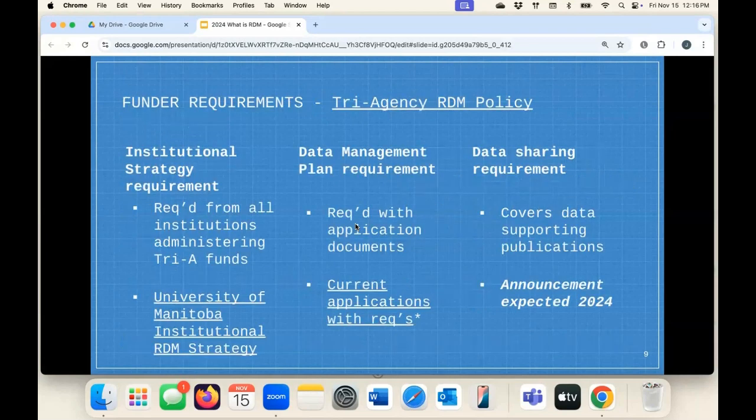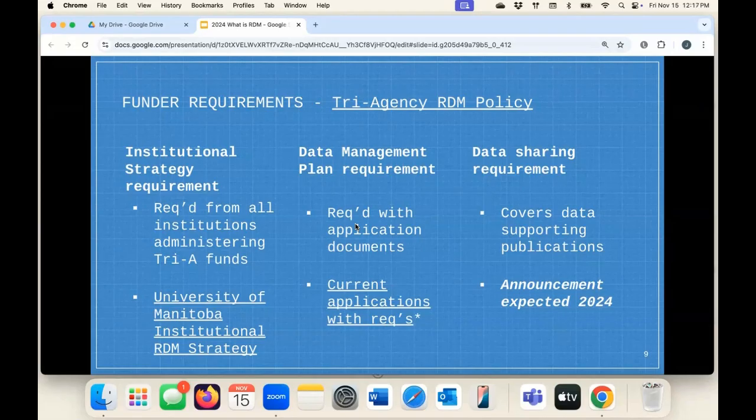Back to requirements. So I mentioned the tri-agency already. They published an RDM policy in 2021. It has 3 components. The first is an institutional strategy requirement, and that's a university level requirement. So anybody who administers funds was required to produce a strategy.